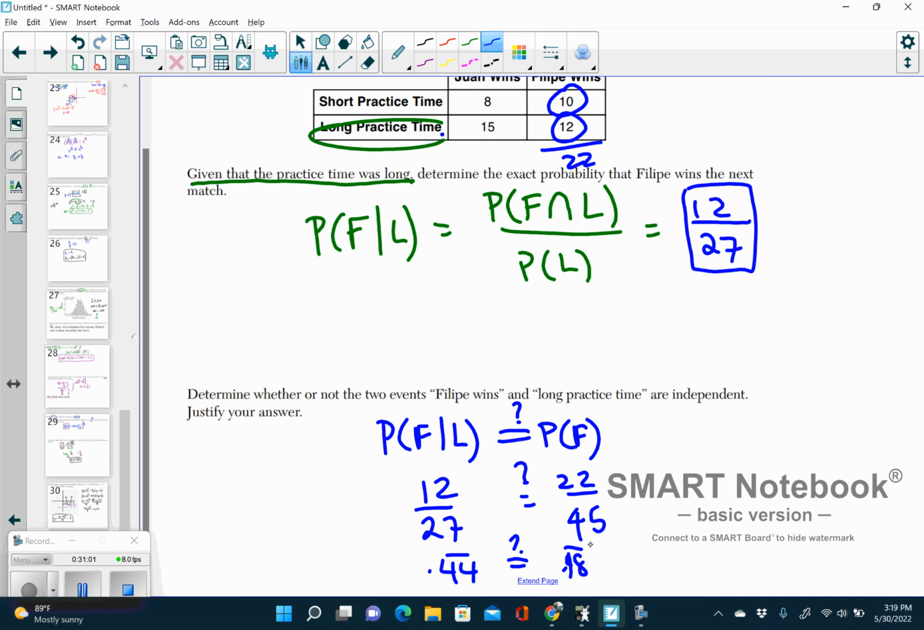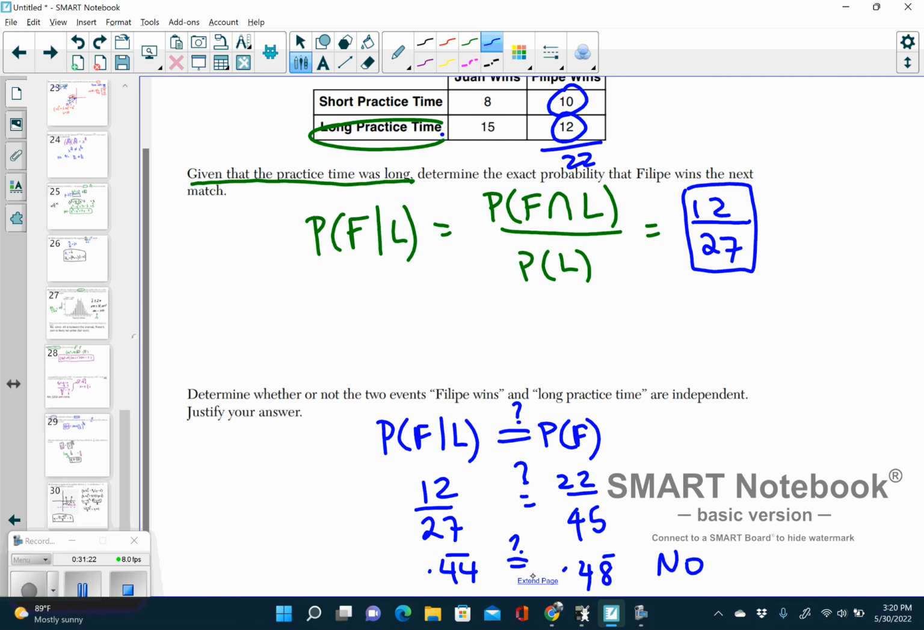0.4888, right? I did that wrong. 0.4888. These are not the same thing, so no, they are not the same thing. So you say if they're different, they are dependent. They are different, they are dependent. So these two numbers are different.